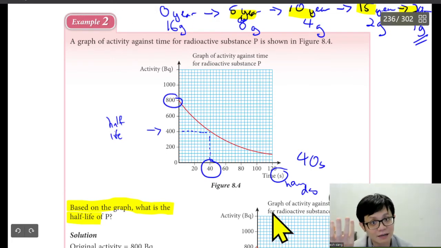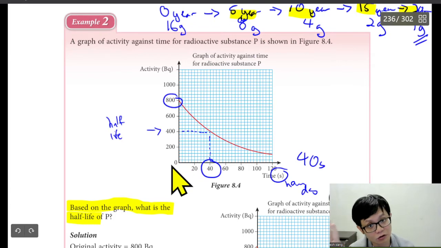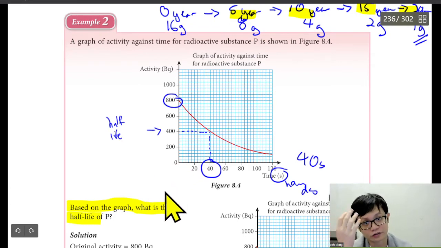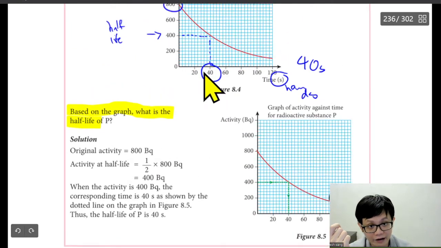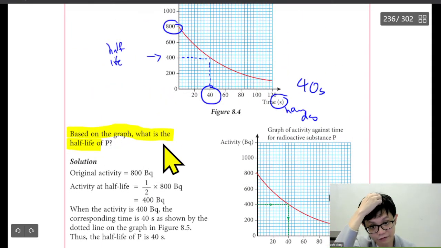As I mentioned, some are very fast, some are very slow, even taking thousands of years, millions of years. Some just take 0.001 second. It depends on what substance we want to use. Okay, so we got 40 seconds as the half-life. Based on the graph, what is the half-life?